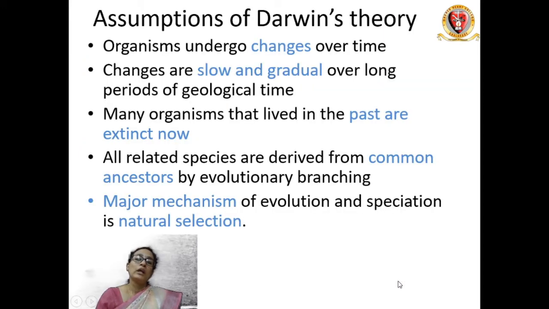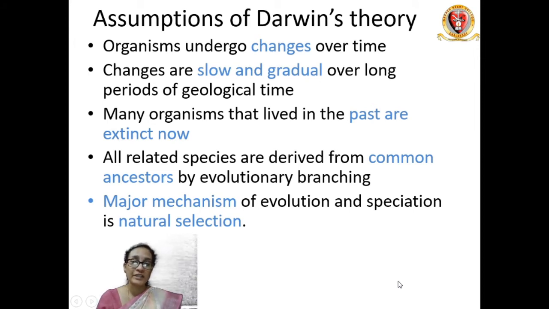Before Darwin proposed his theory, he made a few assumptions. He said organisms undergo changes over time. These changes, according to him, are slow and gradual and take long periods of geological time, not a few years, not a few decades or even hundreds of years. They take thousands and millions of years. And many organisms that lived in the past are extinct now.